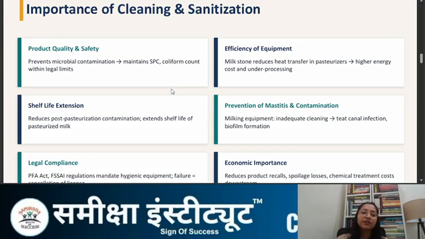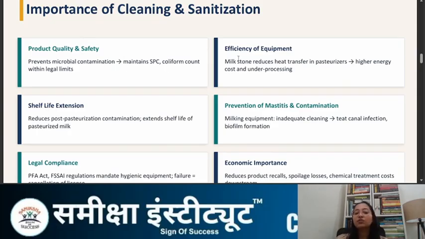So first we need to improve the quality and safety of our equipments, to reduce and prevent microbial contamination, and to maintain the specific plate count and coliform count within legal limits. We studied about these limits yesterday, and today we are studying how we'll ensure that there is no microbial contamination after using these equipments.